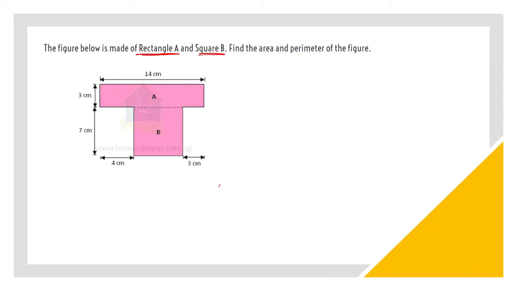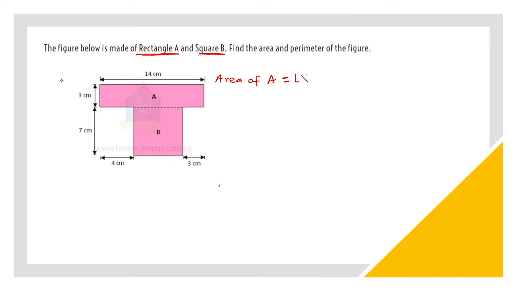If you look at it, figure A is a rectangle, so you can find the area of the rectangle first. That is the area of figure A. You need to find that one first. Area of A equals, what shape is our figure A? It's a rectangle. So how do you find it? L times W, or base times height, you can say that one.